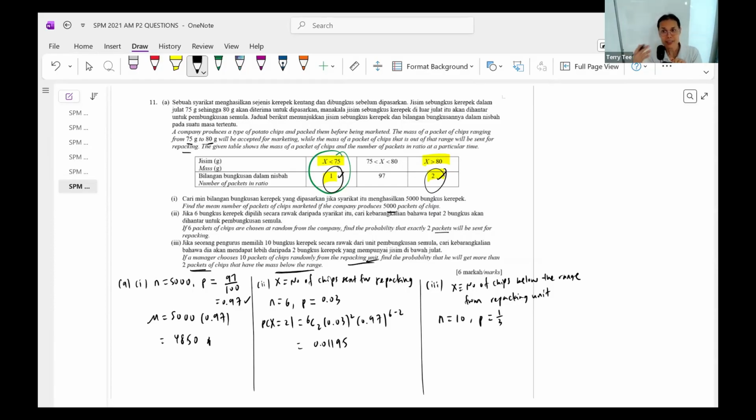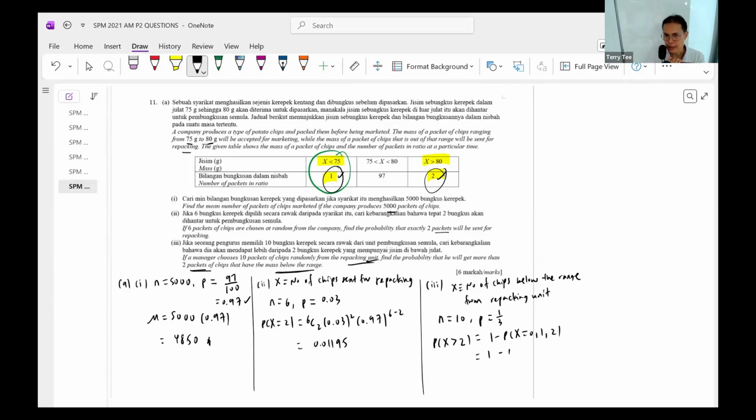Understand? So this part here is a bit confusing. Some people may not understand what the question wants. So what's the probability he will get more than 2 packets? More than 2. Okay, are you going to do 2, 3, 4, 5, 6, 7, 8, 9, 10? Yes, 1 minus what? 1 minus 0, 1, and 2. Because more than 2 means 3 onwards. I don't want 0, 1, 2. I want 3 onwards. So we can use the formula, but it's very annoying and very long.